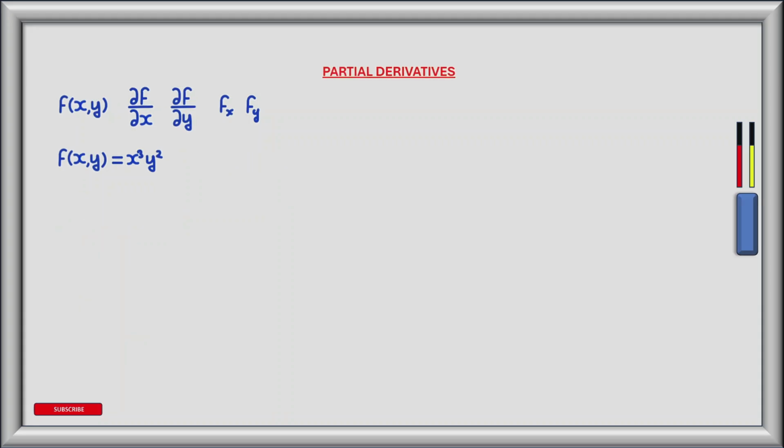Now let's look at another example. Let's say we have the function f of xy is equal to x cubed multiplied by y squared.